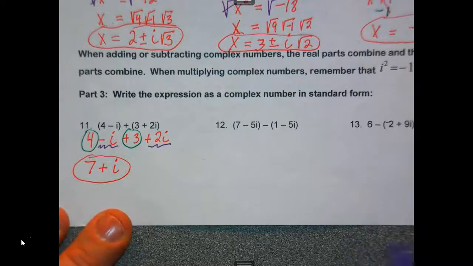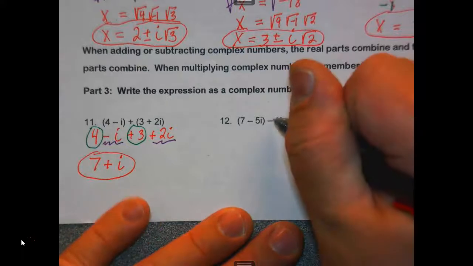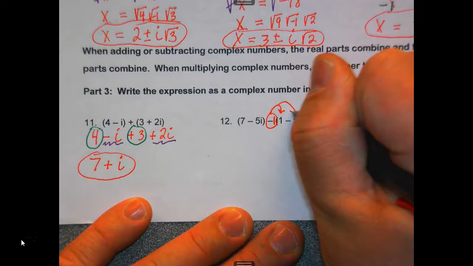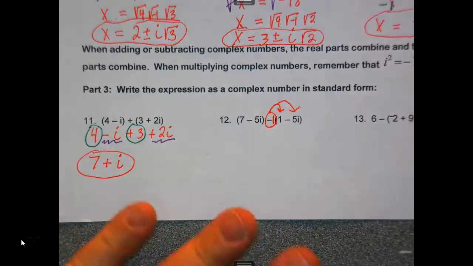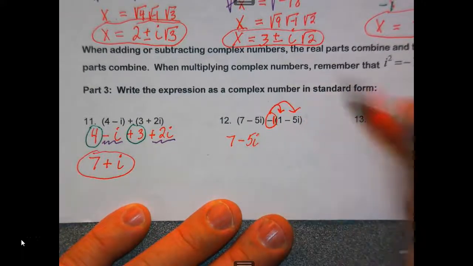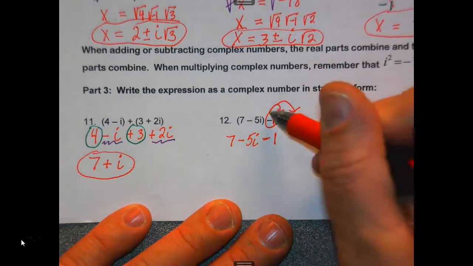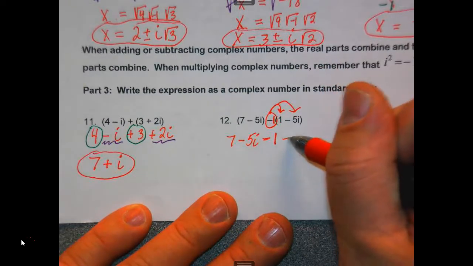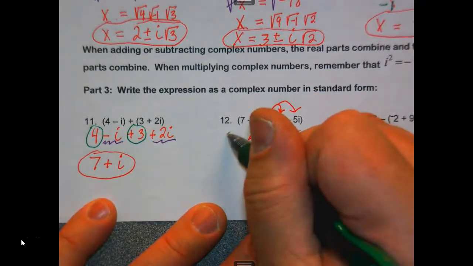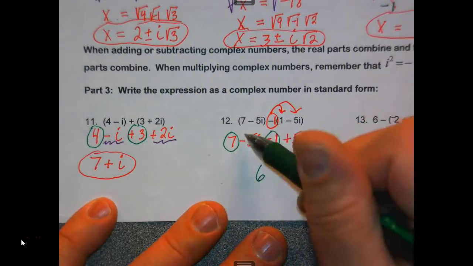That was easy. What do I do with the minus sign? Remember, it's a -1, right? I have to distribute over the parentheses, right? So I have 7 minus 5i. -1 times +1 is -1. -1 times -5i is a +5i. Combine like terms. 7 minus 1 is, what happens with my i terms?